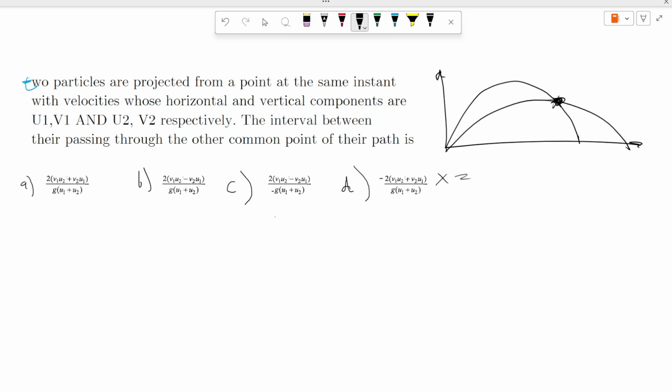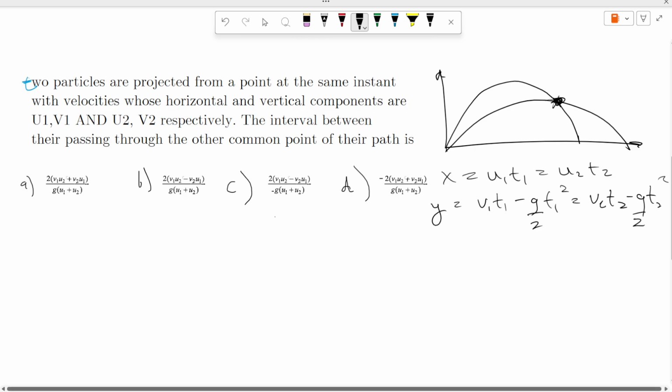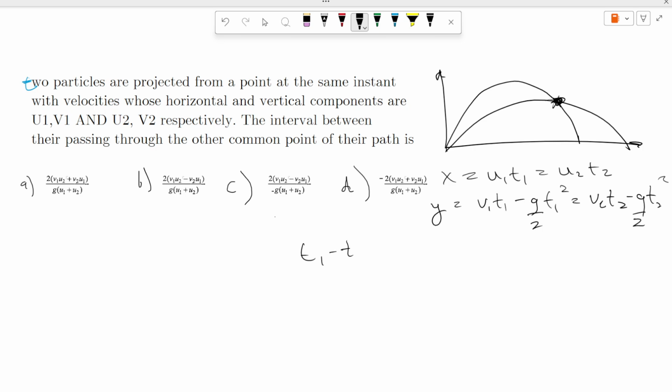So let's just use the x coordinate and y coordinates, right? The expressions for the x coordinate are equal, so it is going to be u1 t1 equals u2 t2. The y coordinates are also equal. We can express it as v1 t1 minus g upon 2 t1 squared equals v2 t2 minus g upon 2 t2 squared, right? This is the y coordinates. So both of them are equal. Now what we need to figure out is t1 minus t2 from it.